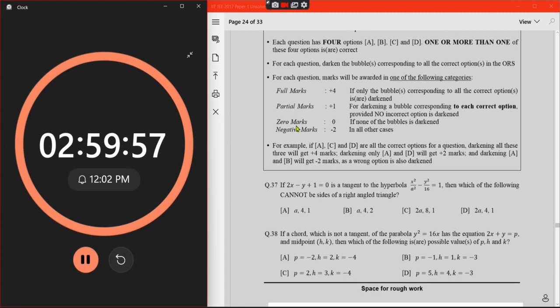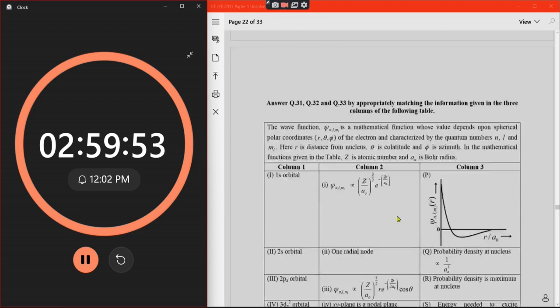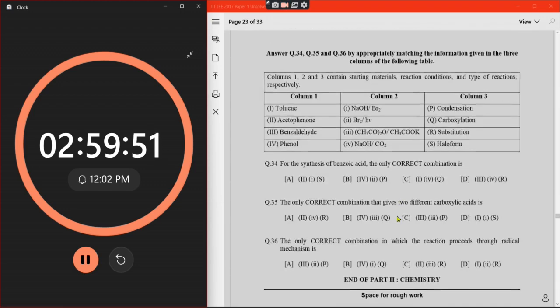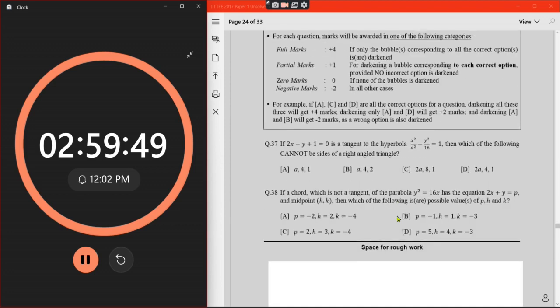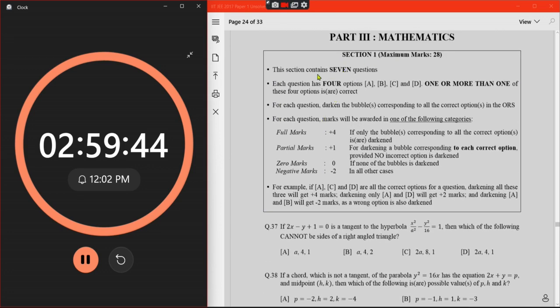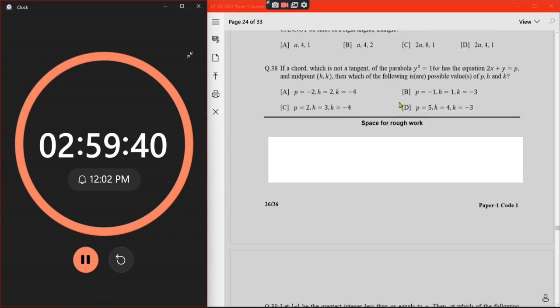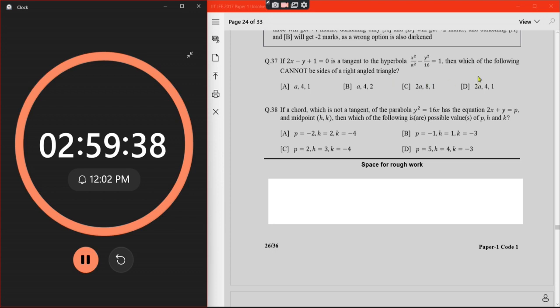Okay, if 2x minus y plus 1 is a tangent, what is this? Which section is it? Section 3. Okay, that's what I wanted, Part 3 Section 1, got it. Single correct, 7 questions, 4 options, one or more than one correct. Okay, got it. 2x minus y plus 1 equal to 0 is tangent to this hyperbola. So the following cannot be the sides of a right angle triangle.